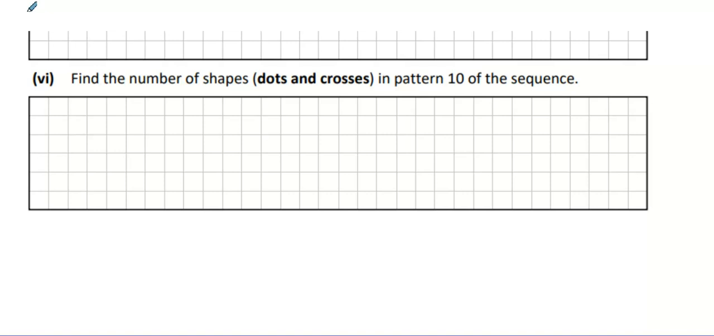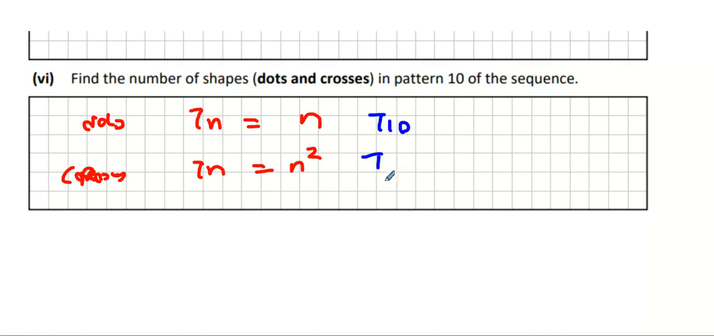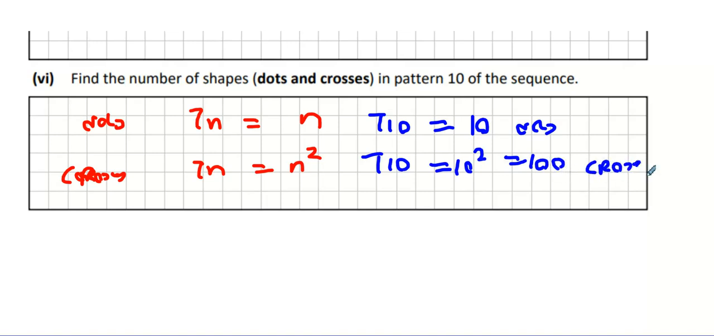Okay. Find the number of shapes, dots and crosses in pattern 10. So we're going to do T10 for both sequences. There's two formulas. Your dots is Tn equals n. Your crosses is Tn equals n squared. So you can do them separately. T10 for both of them would be 10 dots and then 10 squared, which is 100 crosses. And then combined, we're just going to get 110.